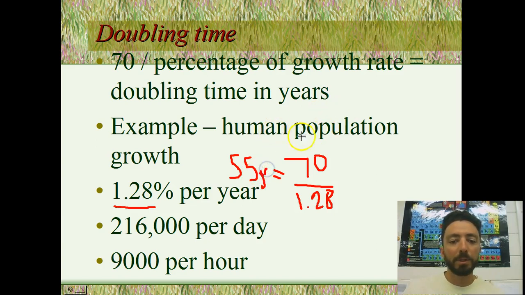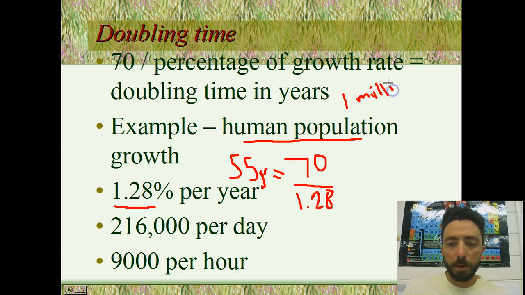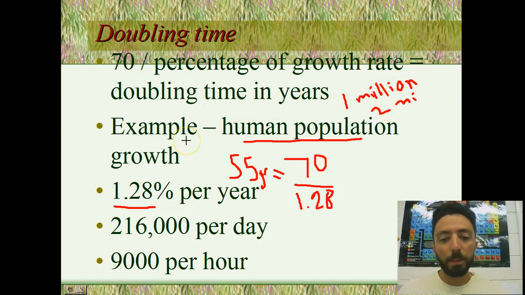which means that if we had a population here, this human population was 1 million people, after 55 years this population would then be 2 million. I'm not going to try to write that out and waste all your time, but that's doubling time. So make sure you're very comfortable and familiar with that.